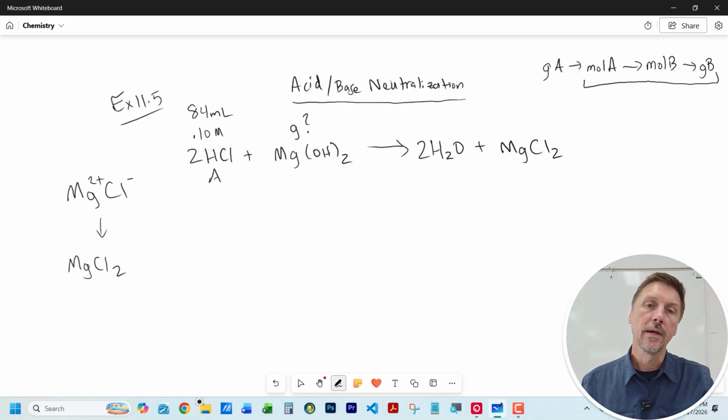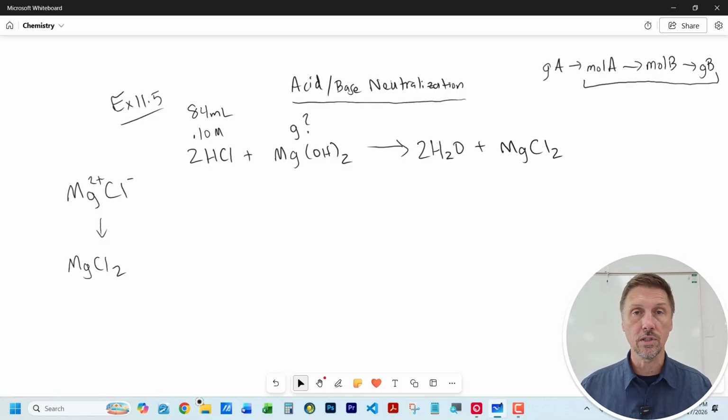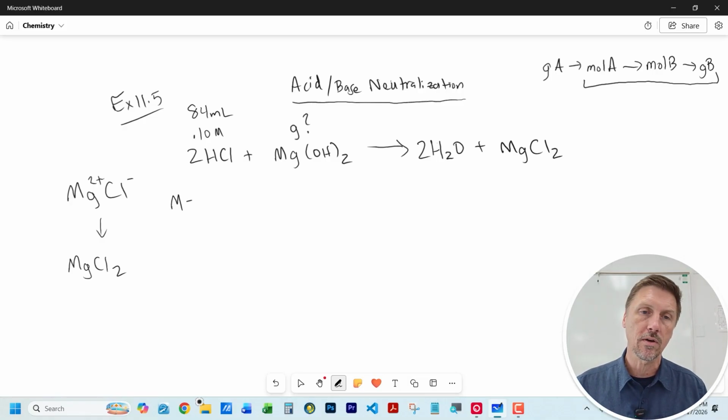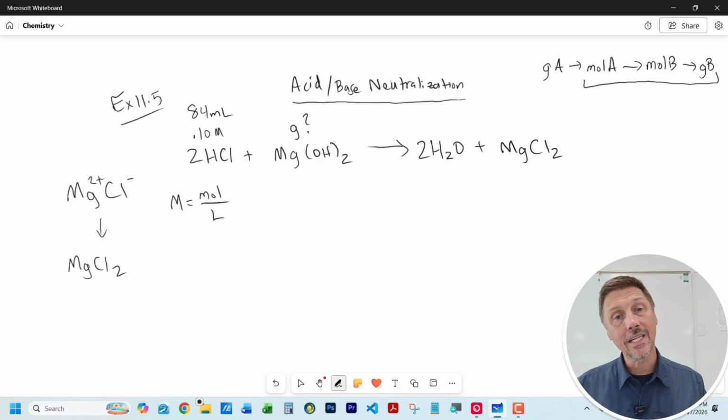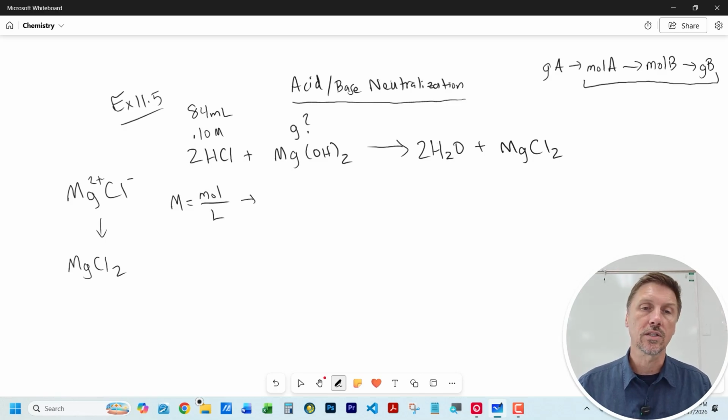Well, how do we do that? We do that with the formula that we learned in our solutions chapter, right? They've given us the molarity and the volume of hydrochloric acid. If we have molarity and volume, we should be able to figure out the number of moles using the molarity equation. So remember, the molarity equation looks like this. Molarity equals moles over the volume. The volume is in liters. So we're going to rearrange this to solve for moles, and moles will equal molarity times liters.